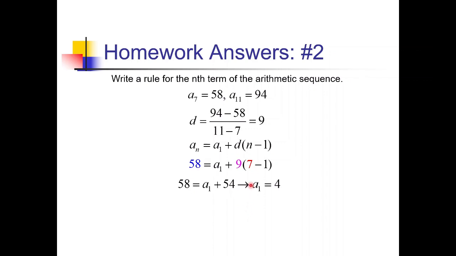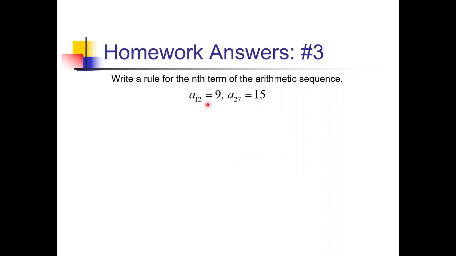And now I'm ready to plug all of that back into my a sub n formula. So a sub n equals 4 plus my d value of 9 times n minus 1. And just one more little thing. I need to simplify this a little bit. So we've got 4 plus, distributing here, 9n minus 9. 4 minus 9 is negative 5. So 9n minus 5 then for my final simplified answer.